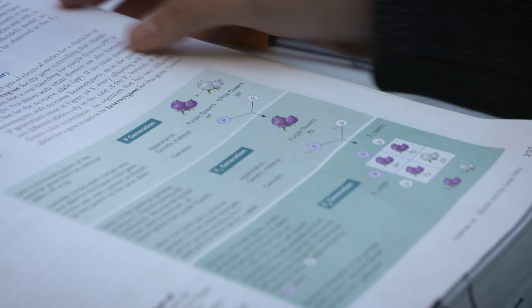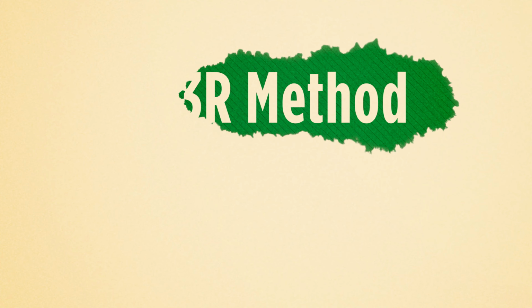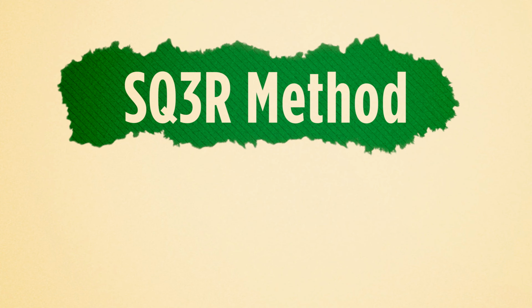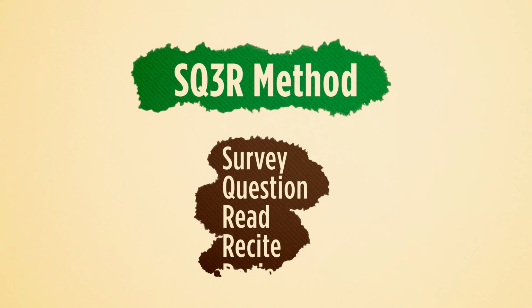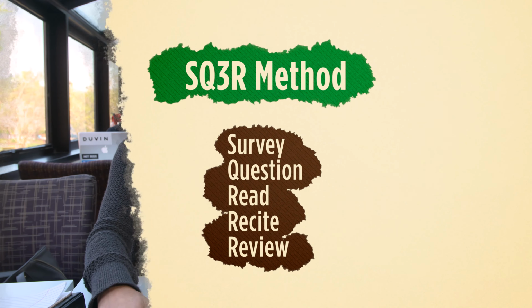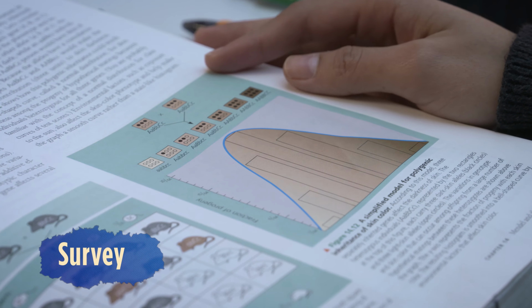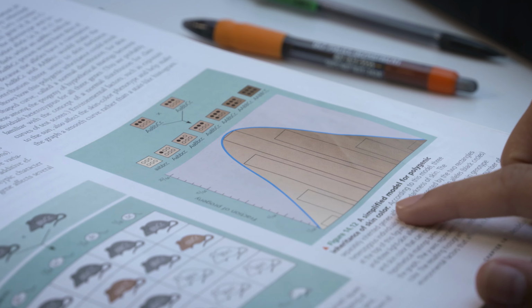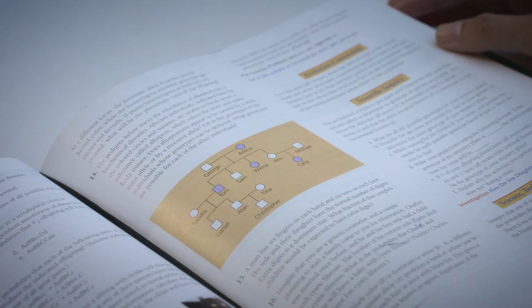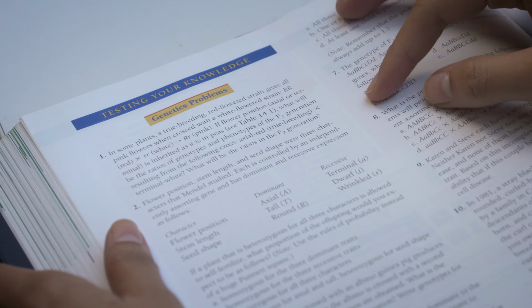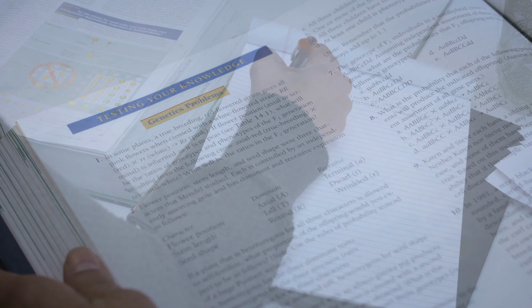First, make sure that you are reading your textbook thoroughly. One way to do this is by using the SQ3R method, which stands for survey, question, read, recite, and review. To survey your textbook, make note of the print, italics, charts, graphics, chapter summaries, and end-of-chapter questions. This shouldn't take more than a few minutes, as you are only identifying each chapter's core ideas.